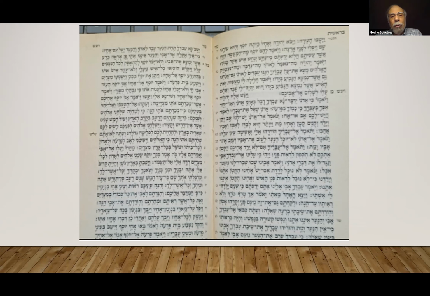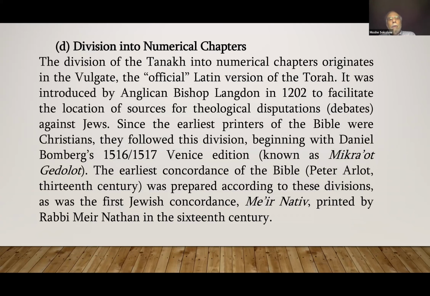And as long as we've drawn attention to the numerical chapters, the division of Tanakh into numerical chapters is not Jewish in origin, and it isn't even ancient. It originates in the Vulgate, the official Latin version of the Torah. It was introduced in the 13th century by an Anglican bishop, and his purpose was to make it easier for Christians to find certain verses in the Jewish Bible in order to be able to quote them at Jews when they were debating them. They used the word debates, but these weren't so much debates as they were actually disputations, okay?